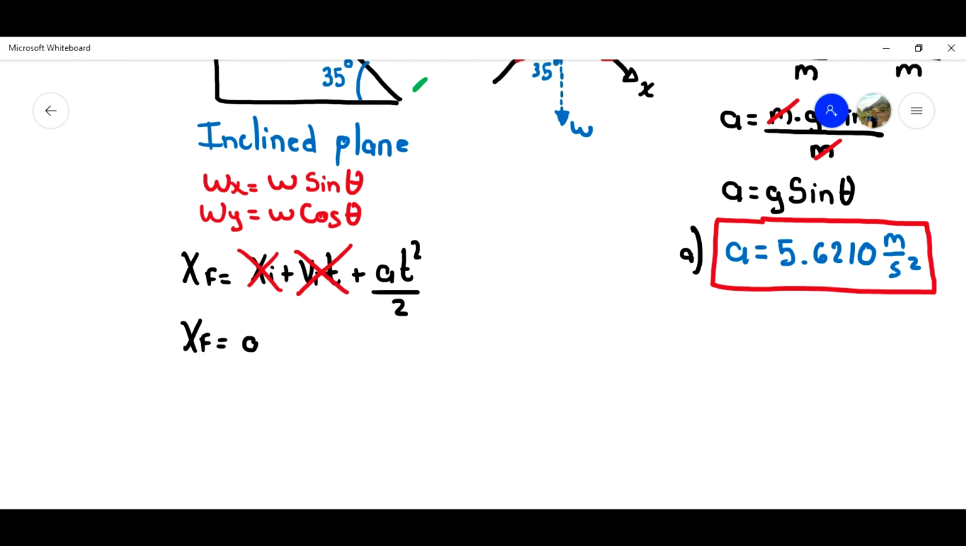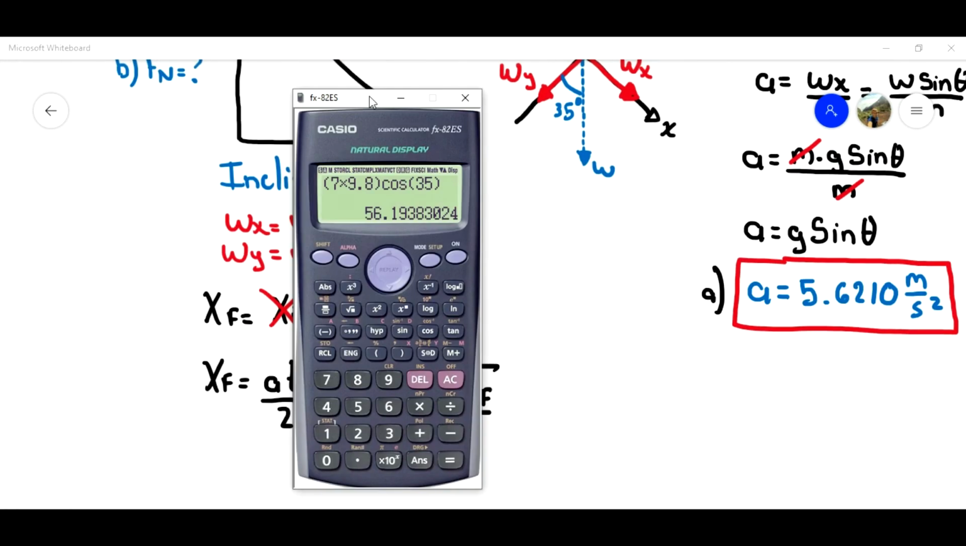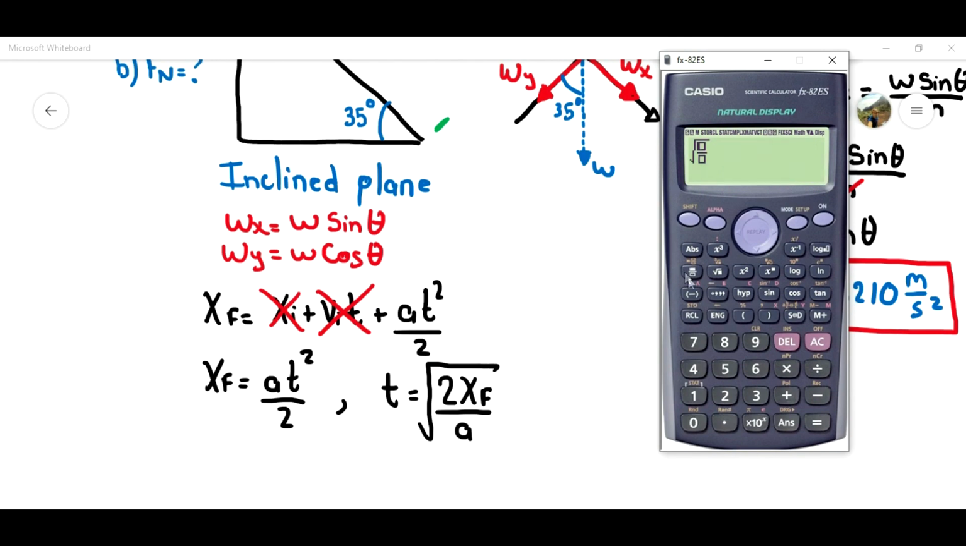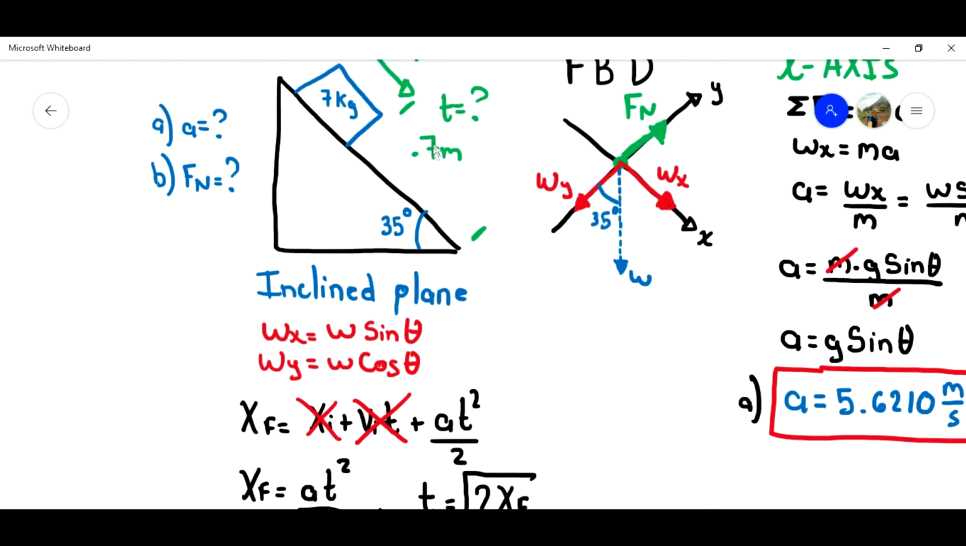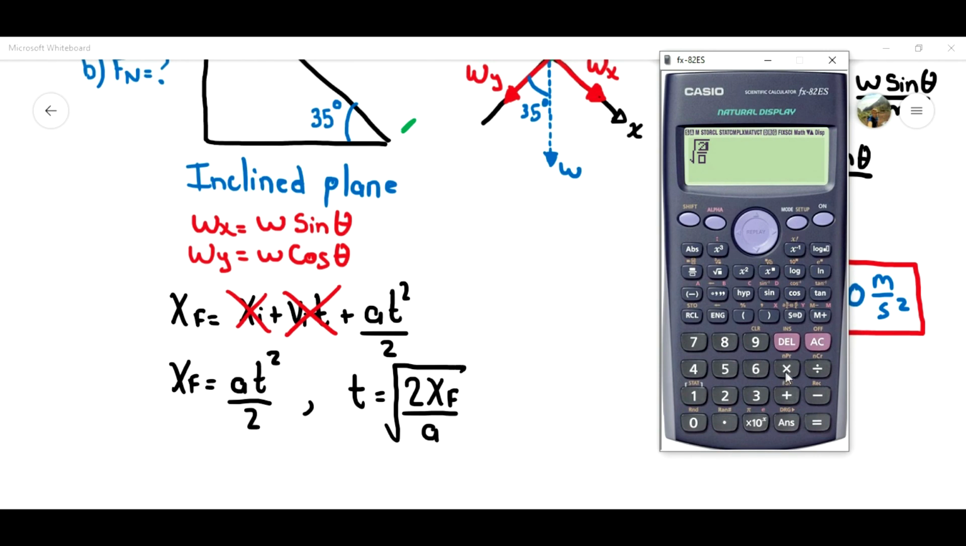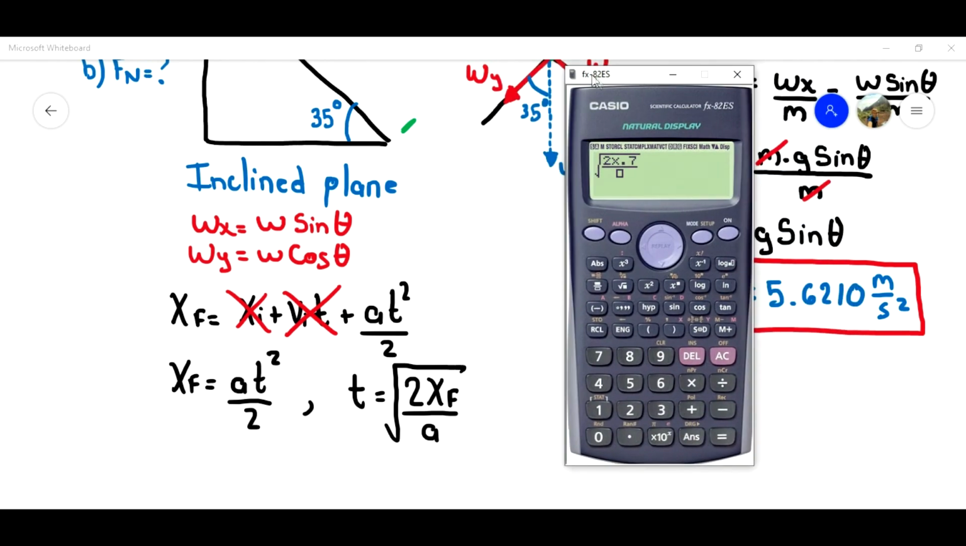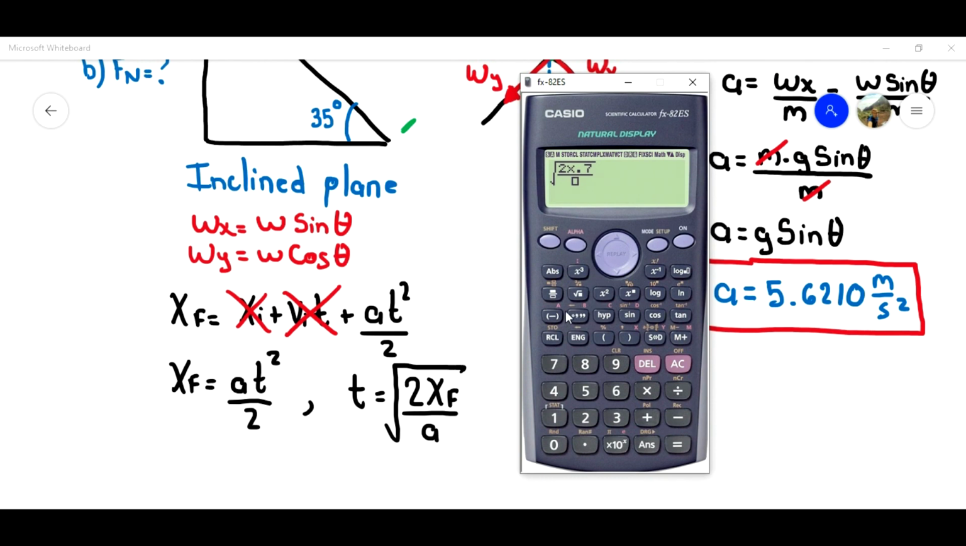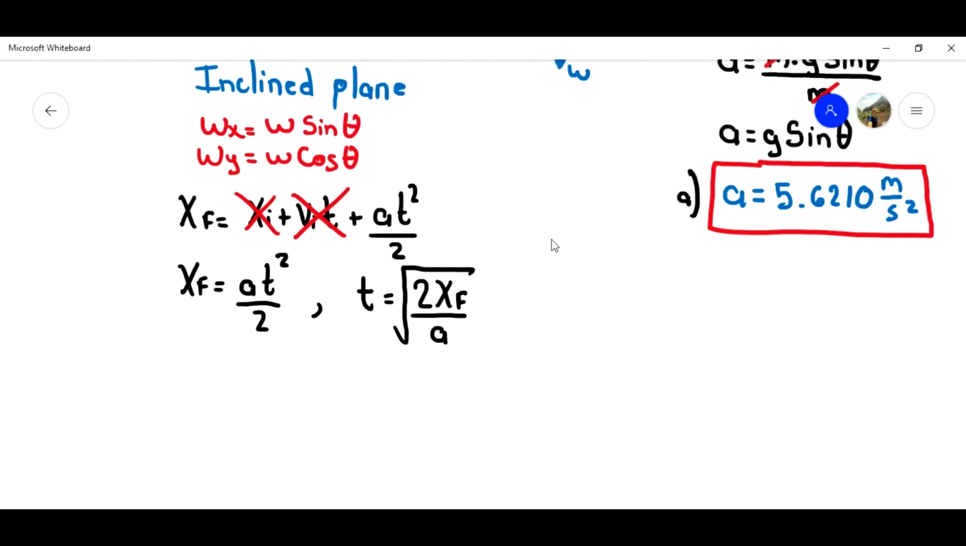Final position equals acceleration times the time squared over 2. So from that equation, I'm going to isolate time. So time equals the square root of 2 times the final position over the acceleration. So let's do it in the calculator. Square root fraction 2 times the final position, and the final position will be 0.7 meters, 70 centimeters. 2 times 0.7 over the value of the acceleration, which is this value over here, and I already saved it in the memory A of my calculator. So how much is that? Okay, 0.49, less than half a second.